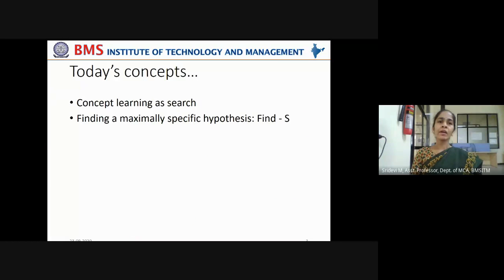Let us proceed further. Today's concepts: we are going to learn about how concept learning is treated as a search problem and finding a maximally specific hypothesis by using the Find-S algorithm. This is a very important algorithm. It is like a game for you. Do not think that if I am introducing you to an algorithm, it is somewhat complex, or that some terminologies or mathematics will be underlying behind that. Do not worry, it is like a simple game. You will understand very easily. Just focus from step 1 to the last step. That's all. It is very easy to understand.